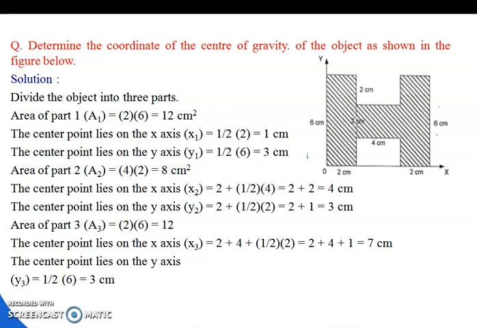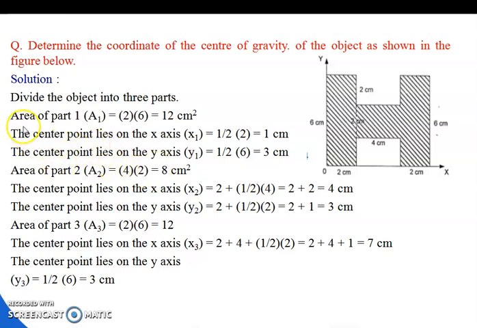So in the last class we just initiated this problem: determine the coordinates of the center of gravity of the object as shown in the figure below. Here is the figure, and we discussed that first of all we have to divide this figure into three parts, find out the area of each part and the center points along the x-axis as well as the y-axis, and then we find out the coordinates of the center of gravity.